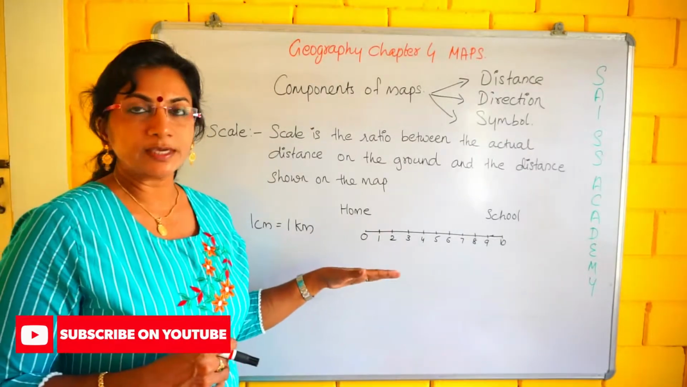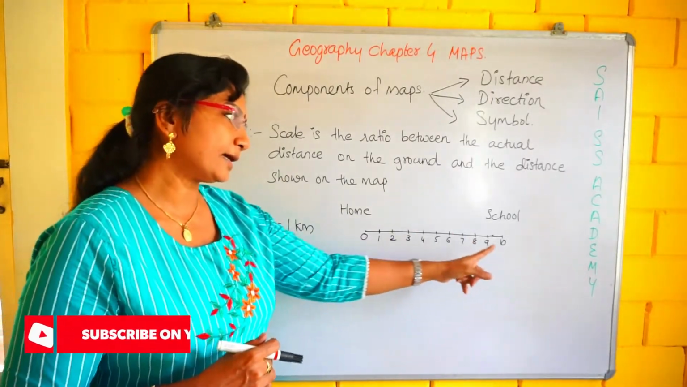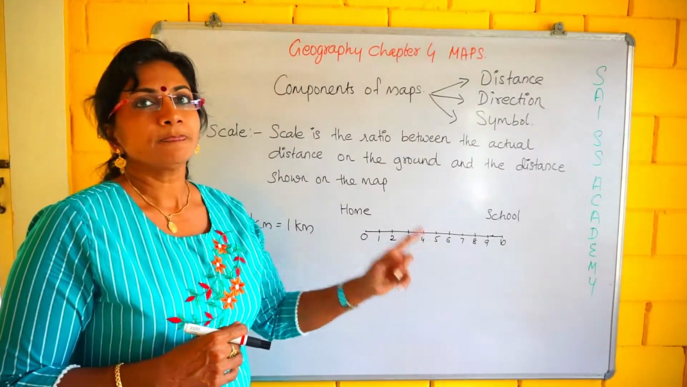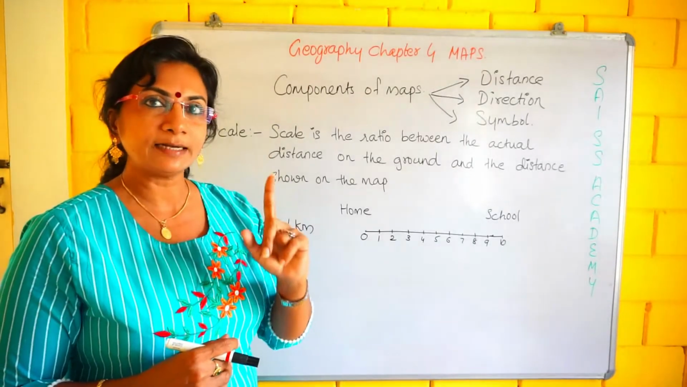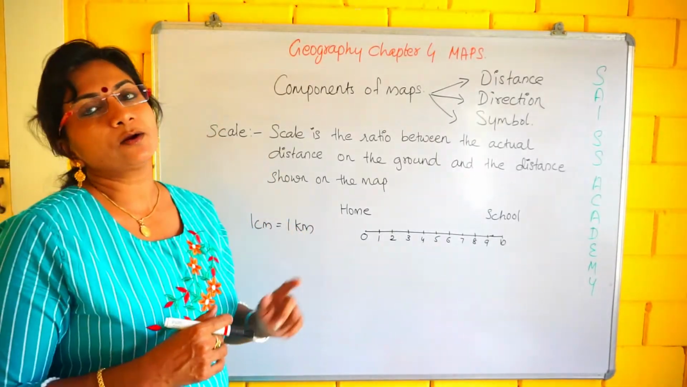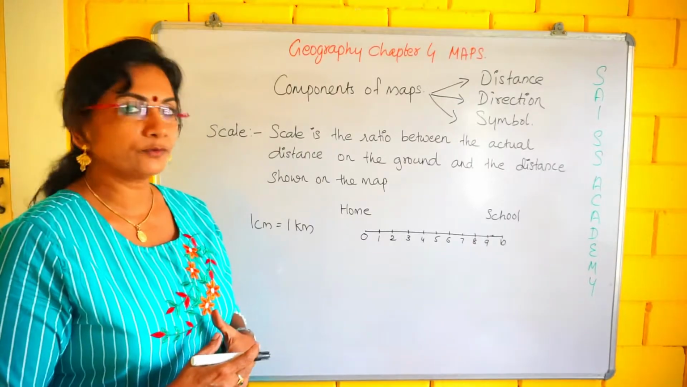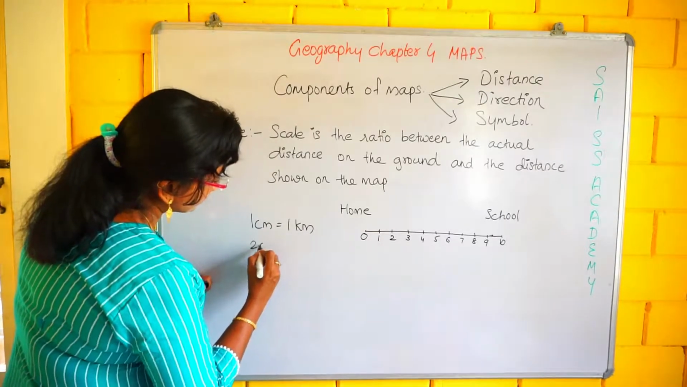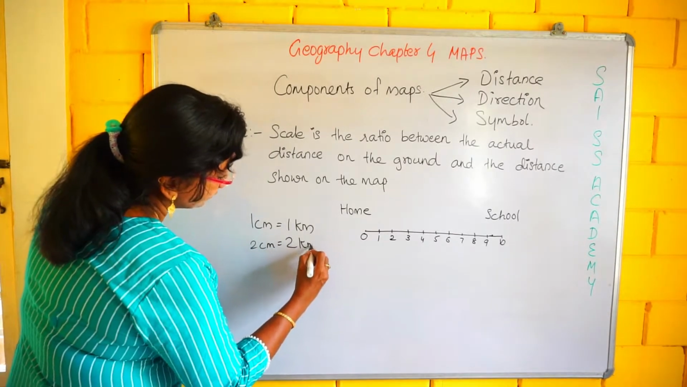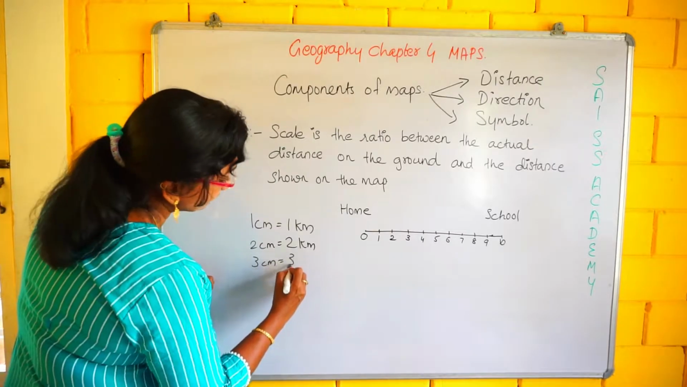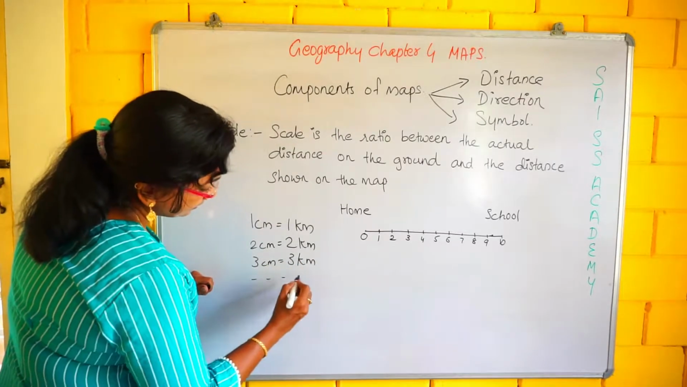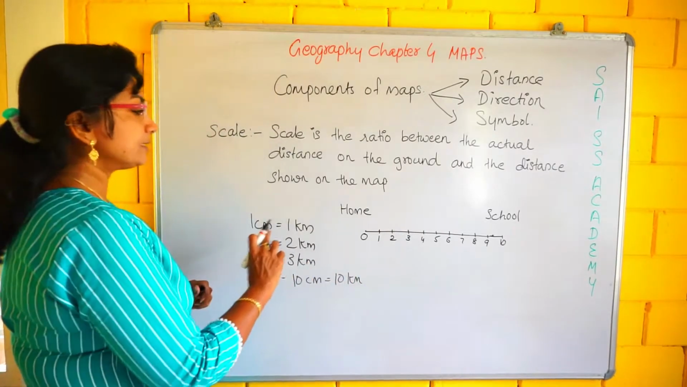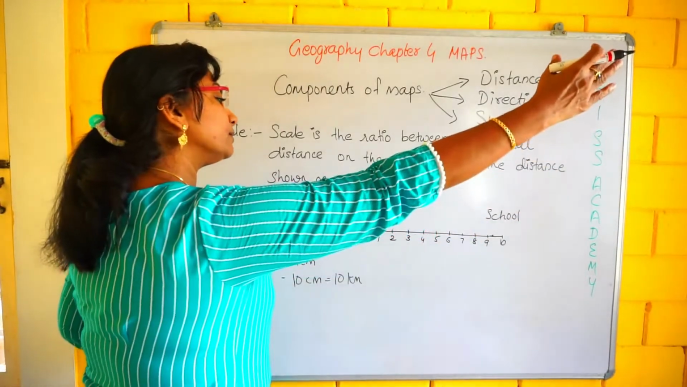If you are showing this 10 kilometer distance by 10 centimeters, then 1 centimeter on the map is 1 kilometer. Listen here: 1 centimeter is equal to 1 kilometer. So 2 centimeters will be 2 kilometers, 3 centimeters will be 3 kilometers. Like that, the 10th centimeter will be the 10th kilometer. Got it?